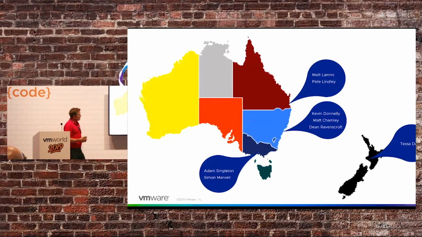So here's the team. We had 8 people working on this project across states and across countries. Just to give you an idea, there's a 2-hour delay from New Zealand, where my teammate Tessa was working, into Australia. We had a couple of people up in Queensland, Matt and Pete Lindley, working on our VeloCloud and some sensor operations and network configuration. Myself, Matt Chamley, and Dean Ravenscraft, we built the body.